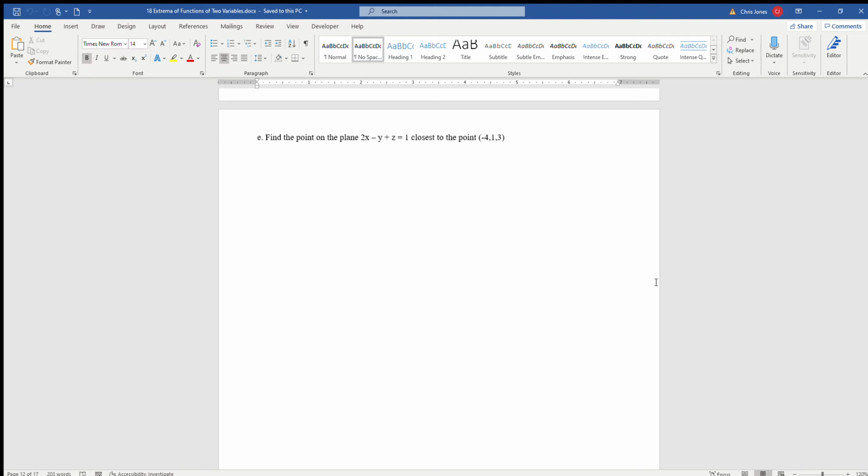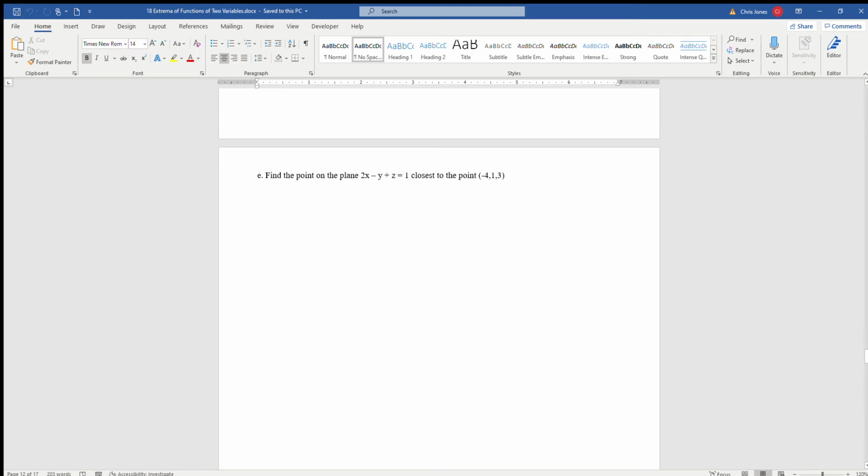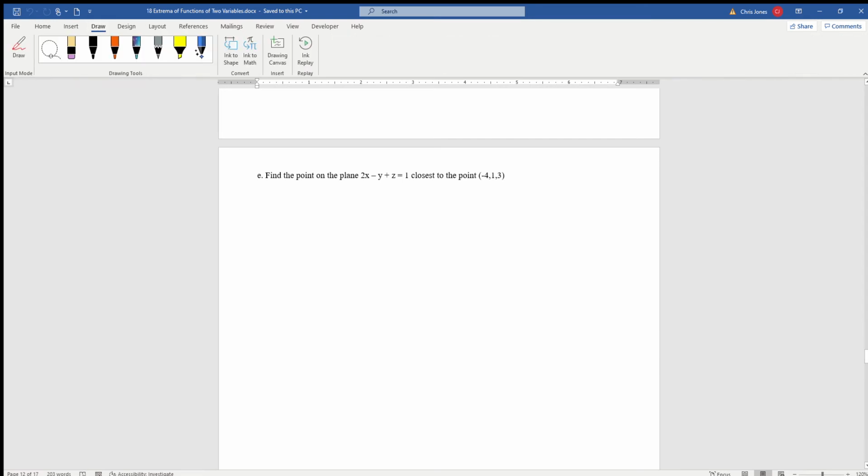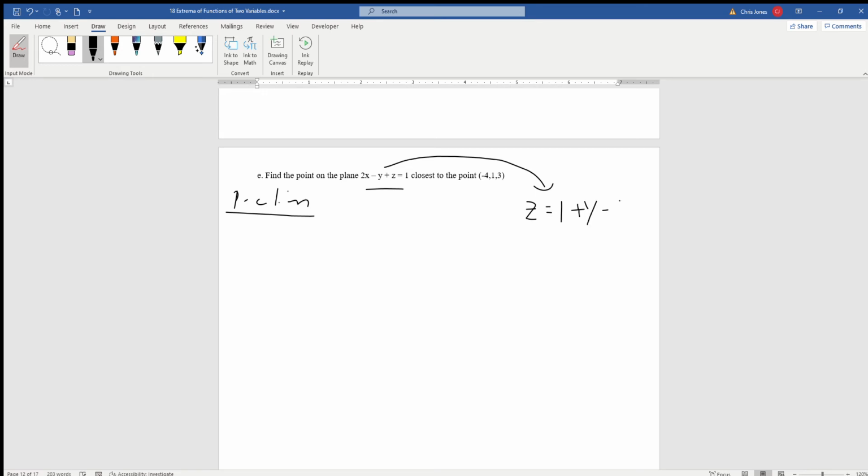First, we want to figure out what the preliminary equation is. And the preliminary equation is going to be kind of sneaky. But we also need a secondary equation. And the good news is the secondary equation is given to us right away. So we can rewrite that as z equals 1 plus y minus 2x.